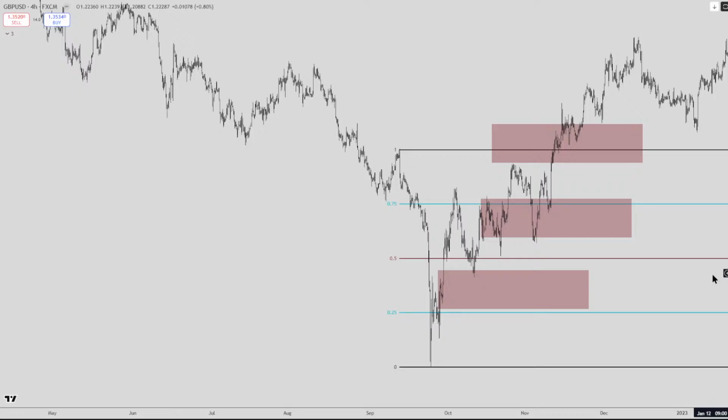Final notes. Remember, it's only for trending markets, not consolidating markets. It's fractal, so do it on high time frames.